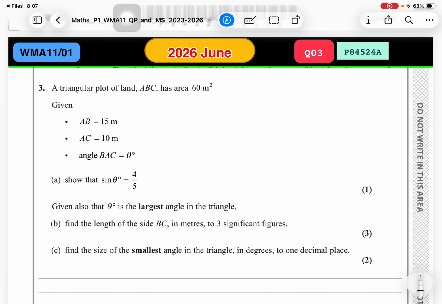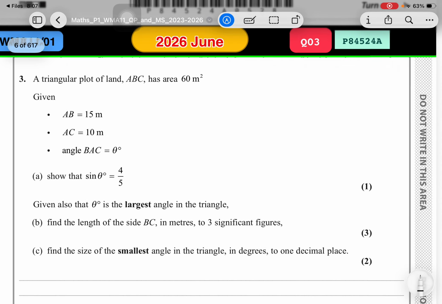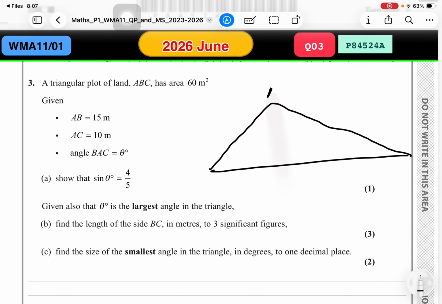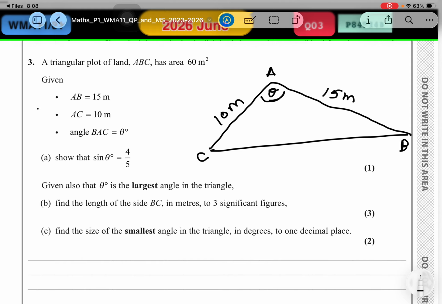So now let's focus on the 2026 Pure Mathematics 1 question number 3. In this question we are talking about a triangular plot of land ABC. AC is 10 meters, BC is 15 meters, and the angle BAC is going to be theta. So we have to show that sine theta is this.